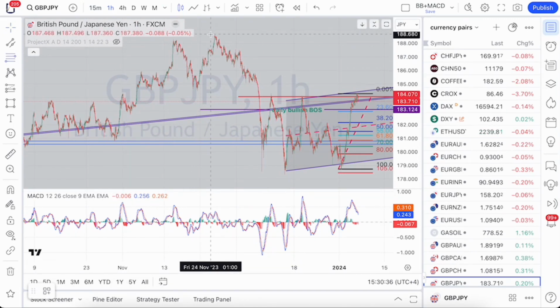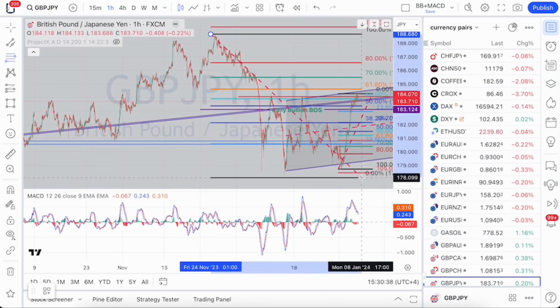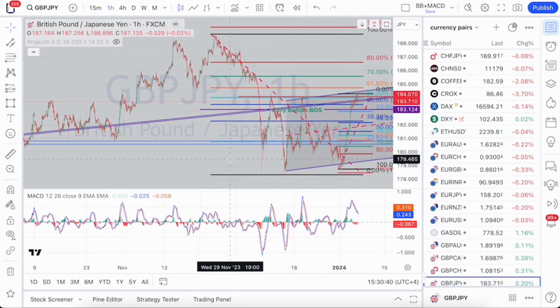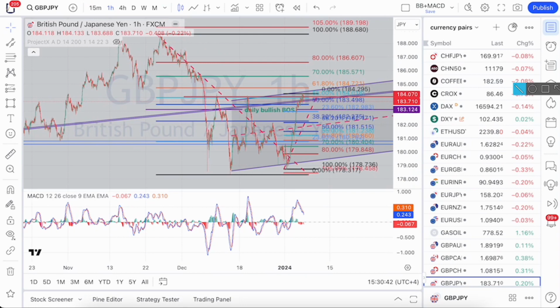So counting from the highest level to the lowest, I'll be looking for this zone as my potential target area for the short-term buy trade. I'll be looking for entering into buy around this area, 50 to 61. So this is your target, and this could be your SL1 and this could be your SL2.